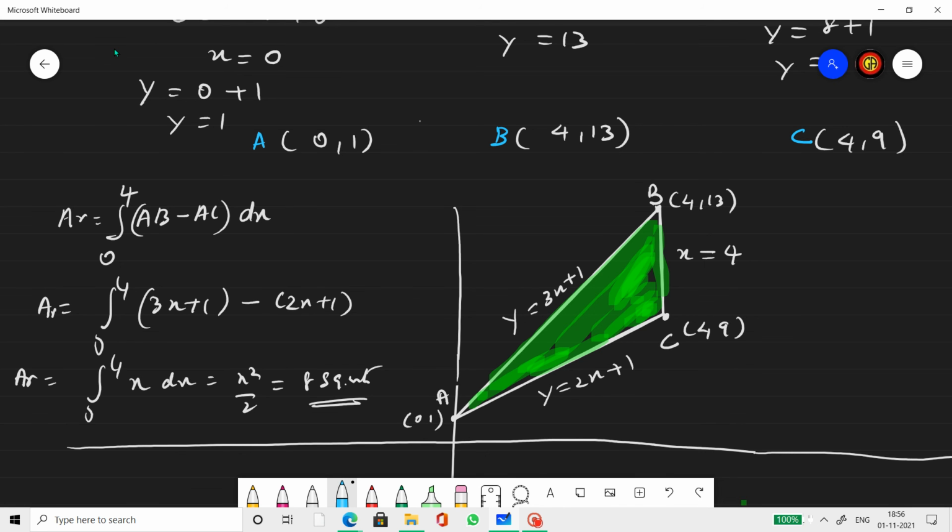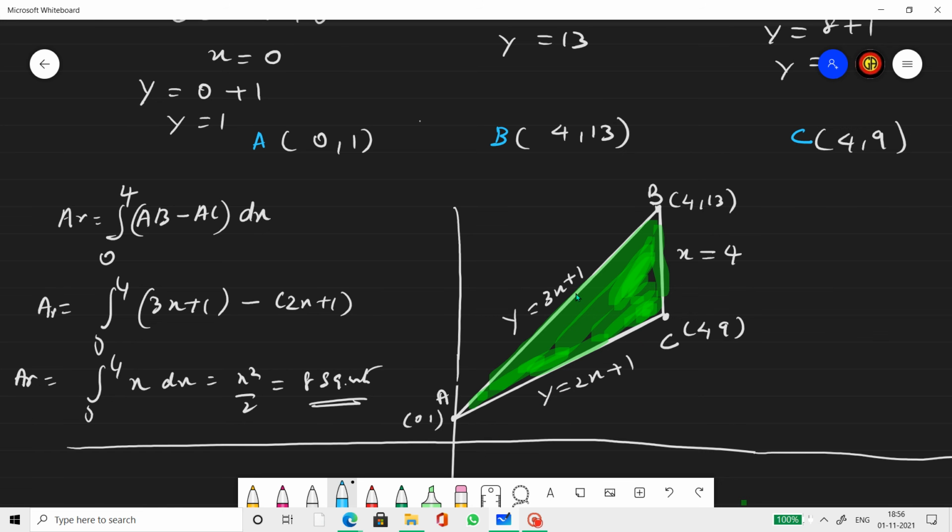Now, this line, the B line, is x equal to 4 because this is a line that's parallel to the y-axis. So this is x equal to 4. X equal to 4 when solved with 2x plus 1 only, we get 4, 9. So since we know this is x equal to 4 and this point is 4, 9, this line equation has to be 2x plus 1. So this will be 3x plus 1 then.